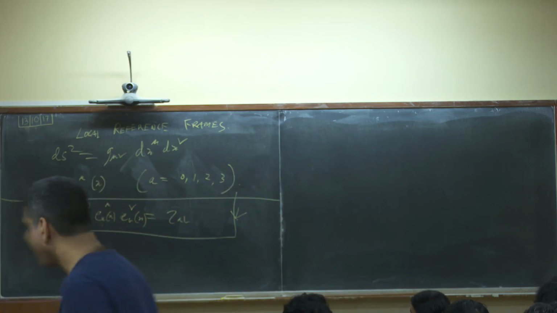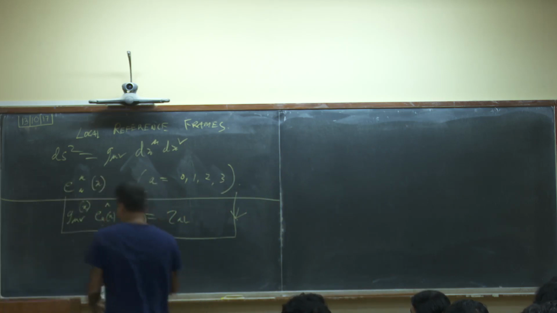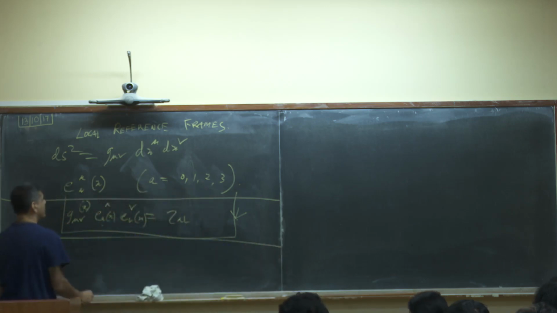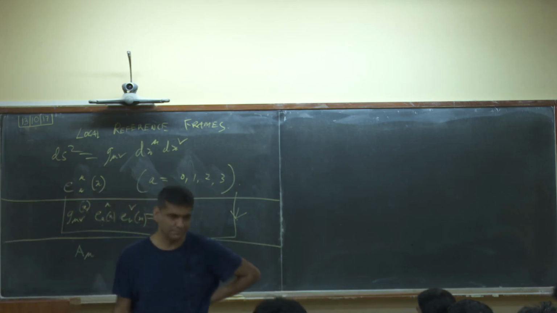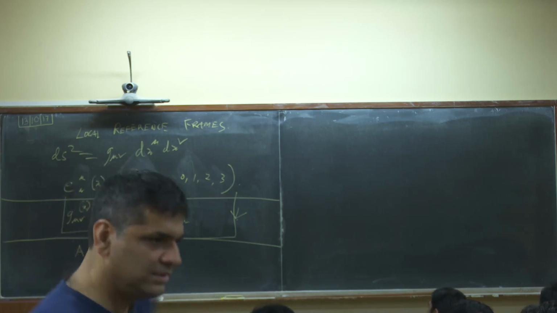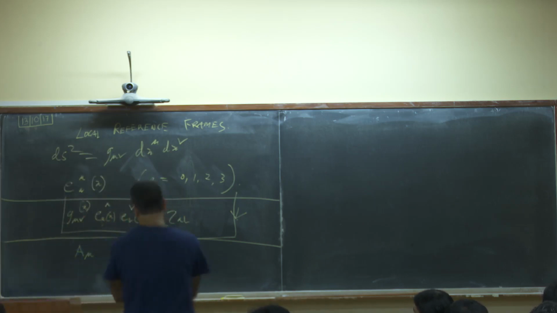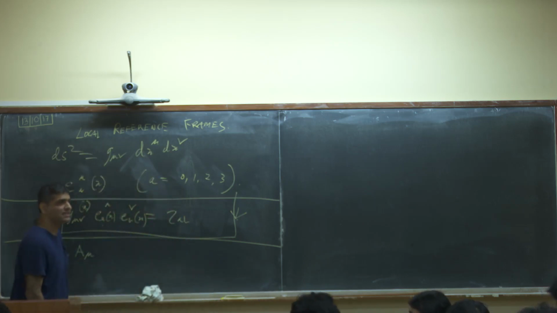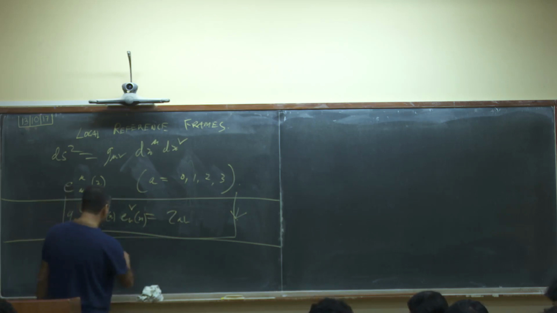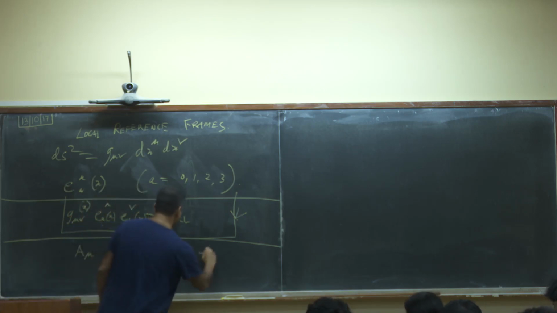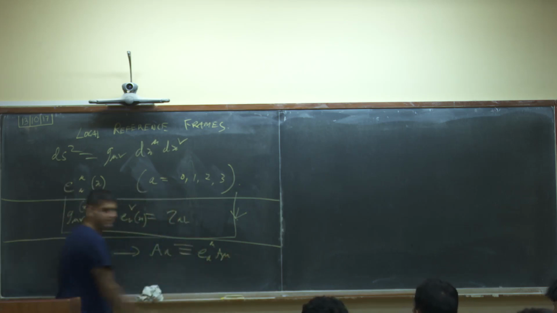Now, suppose I've got, let's say, a one-form field A mu. Okay? Suppose I've got a one-form field A mu. Then all of the information that is contained in A mu is equally well contained in A^a, which by definition is e^mu_a A_mu. So this is a definition.